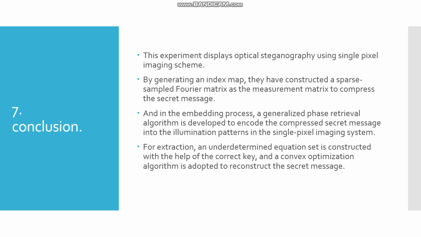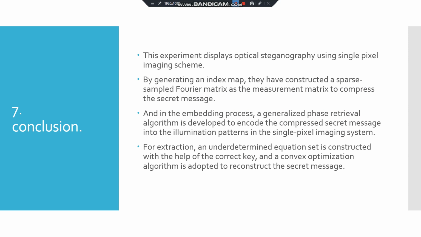So let's conclude. This experiment basically displays optical steganography using a single pixel imaging scheme by generating an index map and by compressing it and making a sparse sampled Fourier matrix, that is phi, which is used as the measurement matrix, and the embedding process is done by a generalized phase retrieval algorithm to illuminate the pattern on the host image. We use a single pixel imaging system. For extraction, we need the RIM, random index map, which we have done.